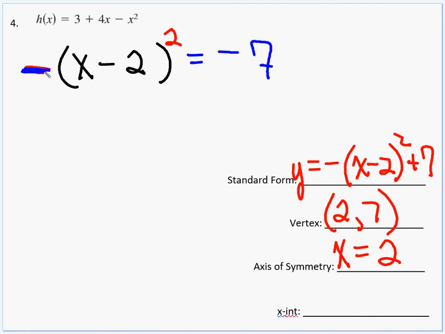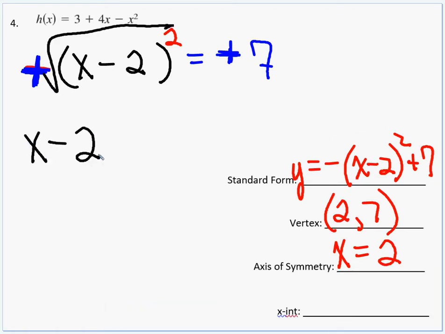And now we can take the square root of the left side and get the x minus 2 out of there. And when we root the other side, do not forget the plus or minus. Positive and negative root of 7. Last step is add the 2. So we get x equals 2 plus and minus root 7.